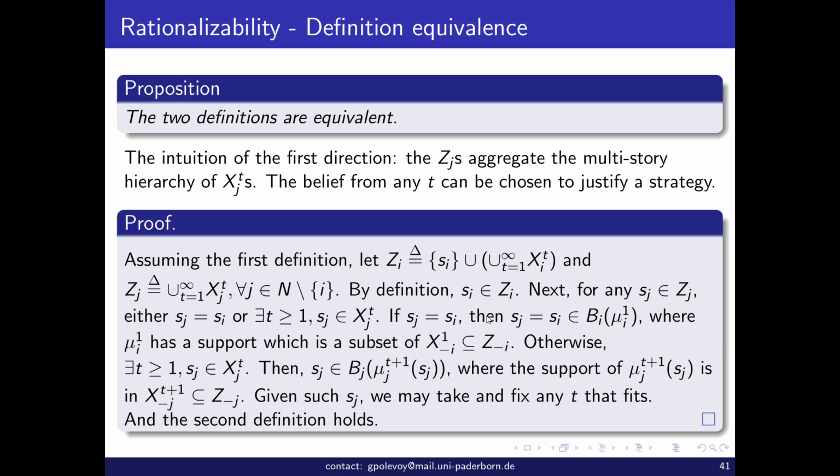So let us assume that the first definition holds, and let us prove that the strategy Si, which we assume is rationalizable according to the first definition, is also rationalizable according to the second definition. So we define the Zi to be the union of Si and then all the strategies of the player i that we needed on the way, all the infinitely many sets, different or not, and for any other player j also, Zj is the union of all those sets that we needed to justify other actions. Now, by definition, Si is in Zi.